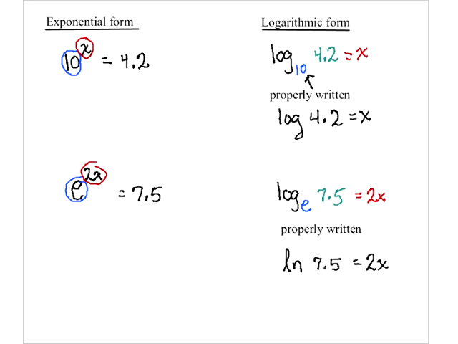Now let's do the reverse of that. Let's do some logarithmic form to exponential form. Alright, so let's take a log. Let's do log base 3 of 27 equals 3. You know what? Let's change that slightly. That way it's more clear. Log base 3 of 81 is 4, because I wanted to use 3 different values.